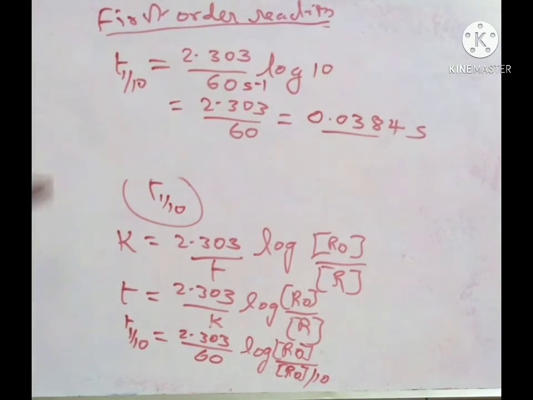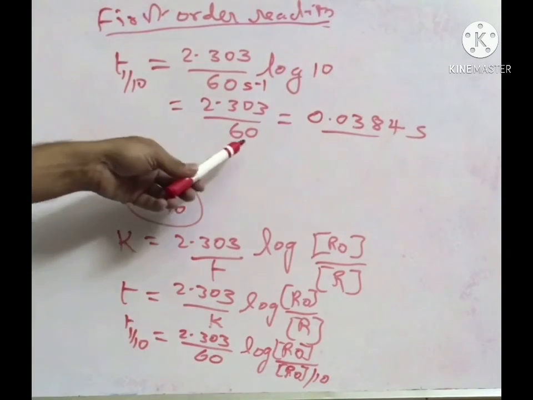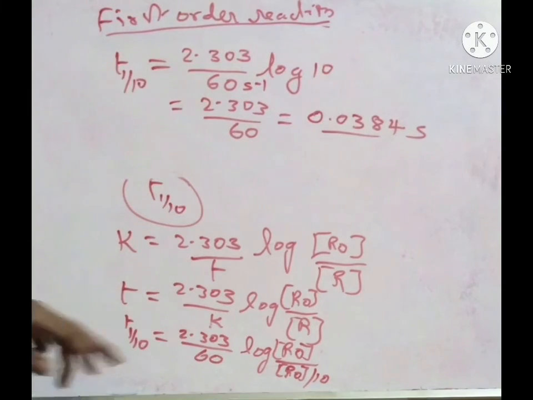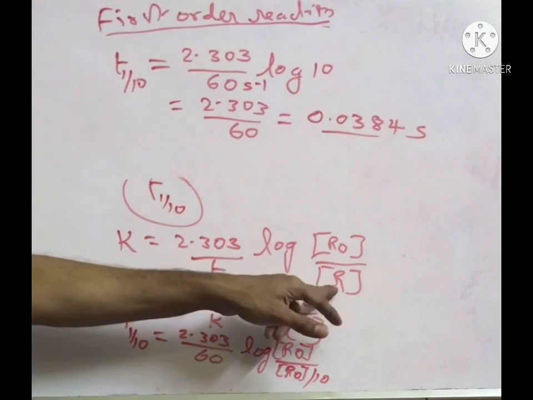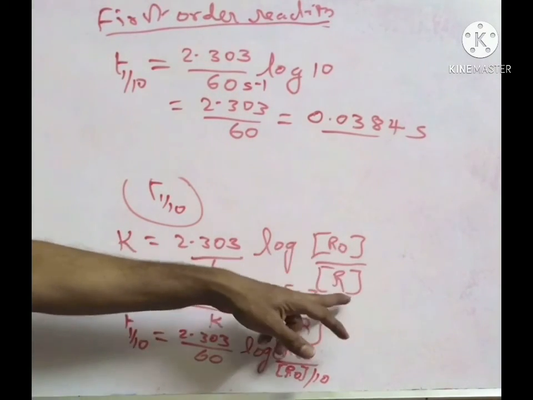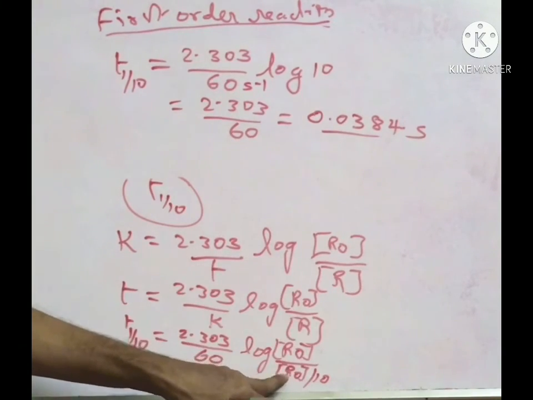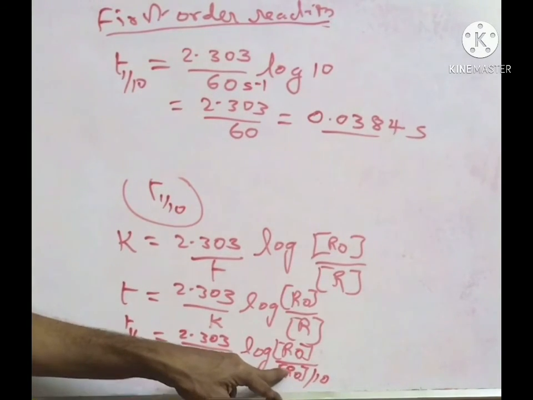They have asked the question. Let me once again read the question. The rate constant for a first order reaction was given 60 seconds. That is the K value. 60 second inverse. How much time will it take to reduce the initial concentration of the reactant to 1/10 of its value? Initial concentration, that is R0. Final concentration should become 1/10 of the initial concentration. That's what is written.